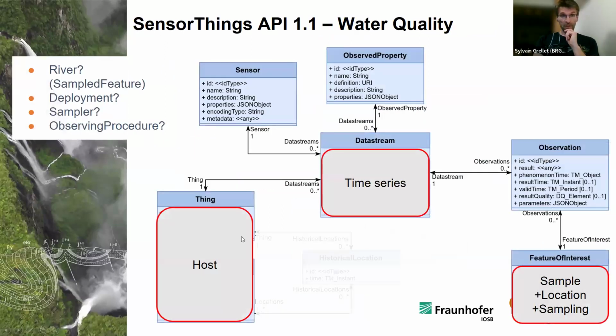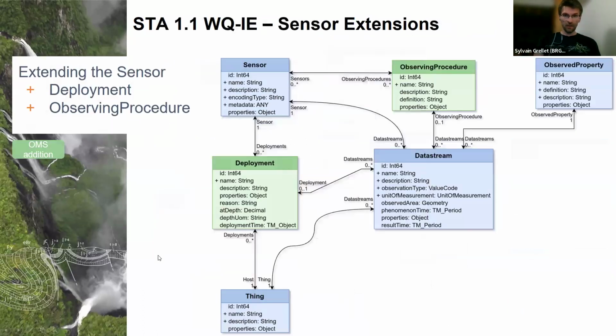But first, thing, that's your host in our model. The datastream is time series, I said that already. And the observation can be on in situ stuff, but could also be on samples. So we have to deal with samples. So what you'll see in the next slides is how we extended the SensorThings 1.1 standard.